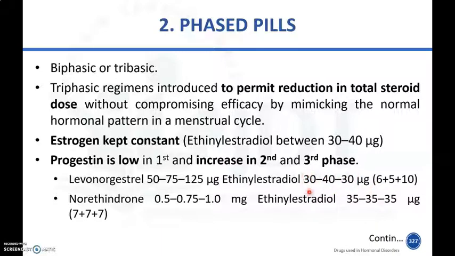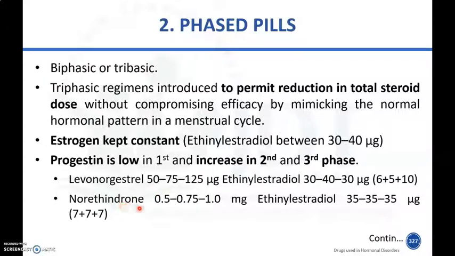Suppose in the first 6 days we will use ethinyl estradiol 30 microgram and levonorgestrel 50 microgram, and next 5 days we will keep 40 microgram of ethinyl estradiol and 75 microgram of levonorgestrel, and last 10 days we will use 30 microgram of ethinyl estradiol and 125 microgram of levonorgestrel. So there will be a total of 21 days cycle.